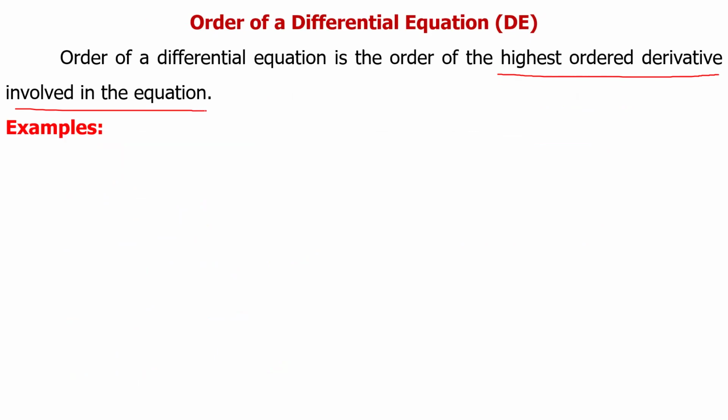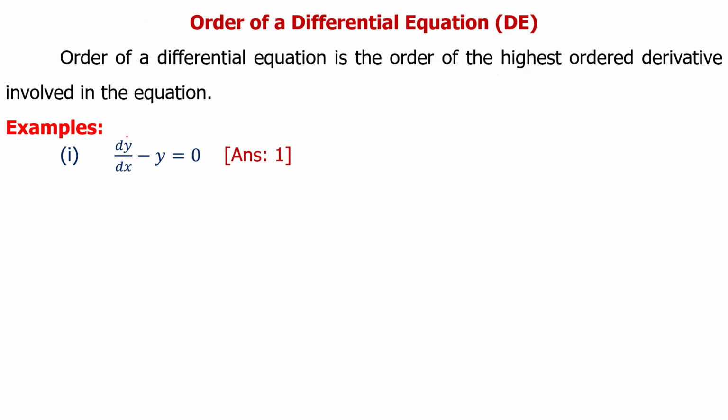For example, dy/dx - y = 0. This is a differential equation. So what is the order of this differential equation? We have to just see how many derivatives are present here. Here only one derivative, dy/dx, is present. So the question is, what is the order of this differential equation?